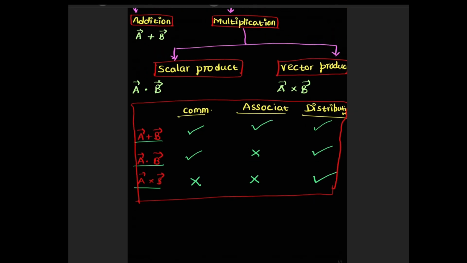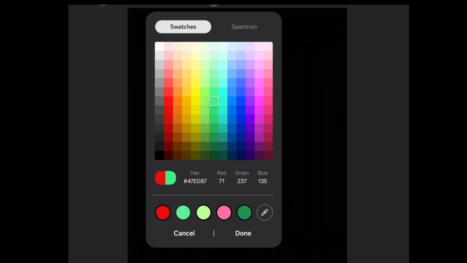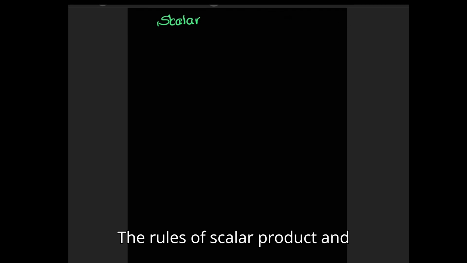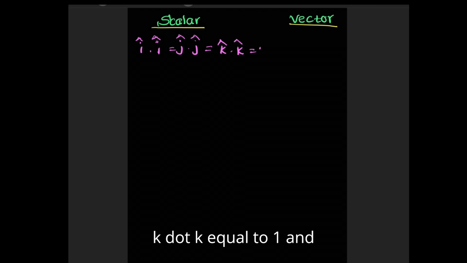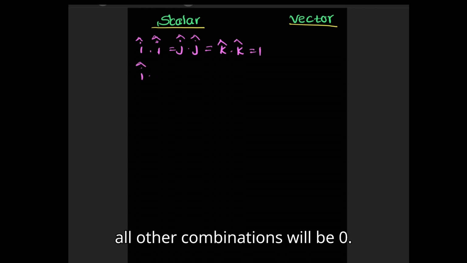And now, along with this, another summarizing thing that we have to do here is the rules of scalar product and vector product. For scalar product, i dot i, j dot j, or k dot k equal to 1, and all other combinations will be 0.